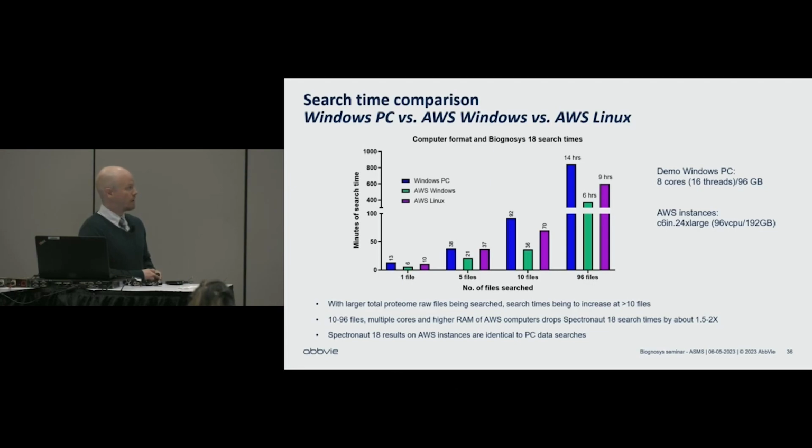And so comparing to our lab PC, we were able to compare 1 file, 5 files, 10 files, or 96 well plate worth of files. And so you can see at the low end, you're saving some time for sure, but at about 10 files and above, that's where we see, compared to our in-lab PC, the search time drops. And especially at 96 files, you're saving 1.5 to 2x in terms of the search time with Spectronaut 18. And so when we've made the comparisons to computers that are similarly spec'd to the AWS instances, we get identical results, identical search times, so it just provides you more options in terms of your data searching.